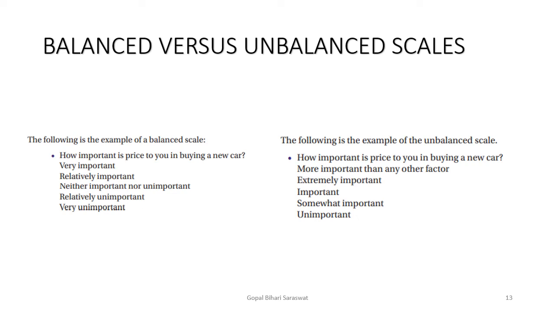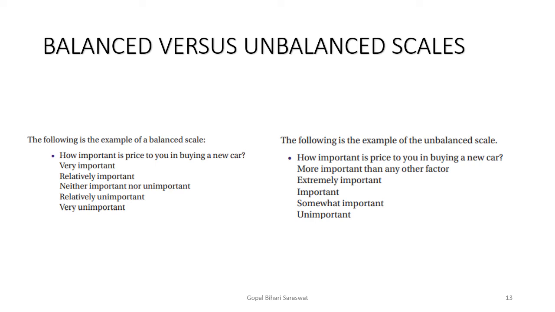For example, in the left hand side question, we ask our respondent to answer this question. How important is price to you in buying a new car? Very important, relatively important, neither important nor unimportant, relatively unimportant, and very unimportant. Here you can see the first two options show the positive attitude of the respondent. The last two show the negative attitude, and the one showing neither important nor unimportant is a no opinion kind of thing. So this is known as a balanced scale.